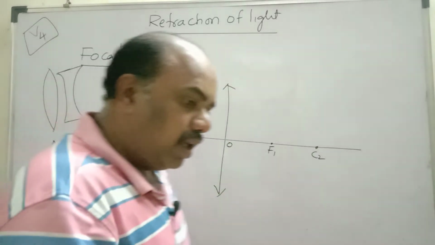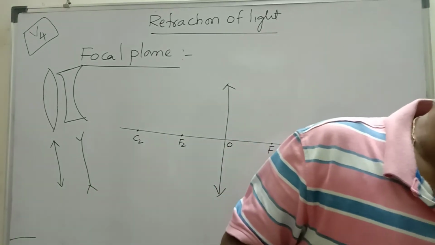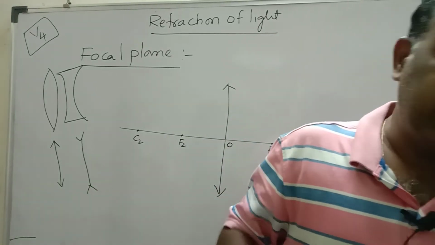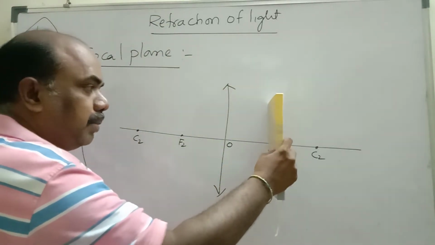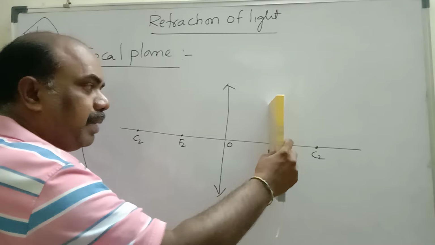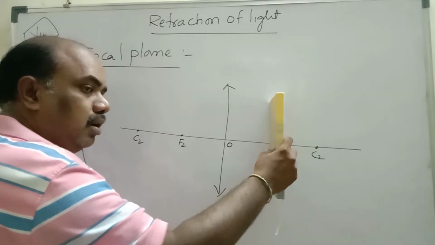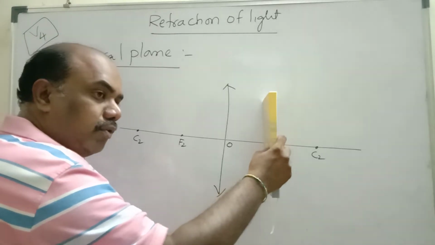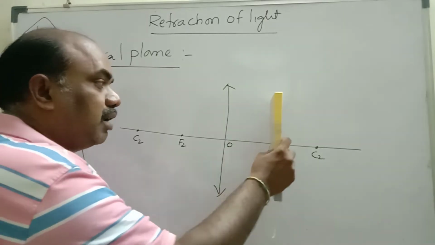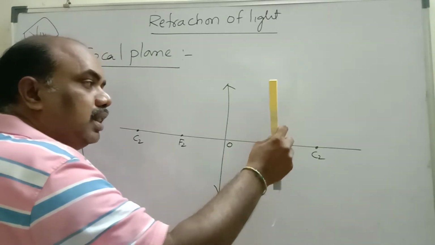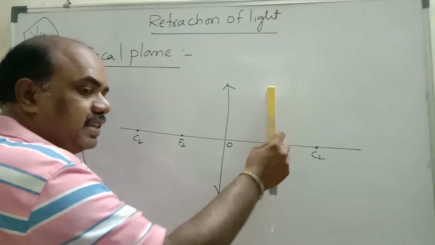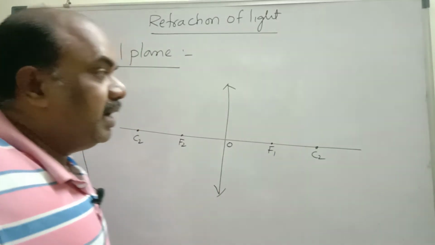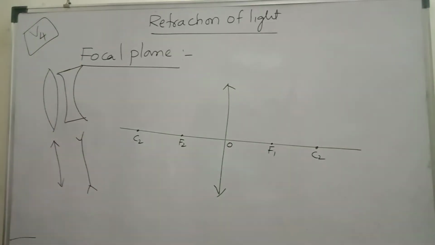Now what am I doing? I am going to place one book like this. This is a plane. Imagine a plane perpendicular to the focus. This is called nothing but the focal plane. The imaginary plane passing at the focus is called the focal plane. Focal plane is nothing but the imaginary plane passing perpendicular to the focus.